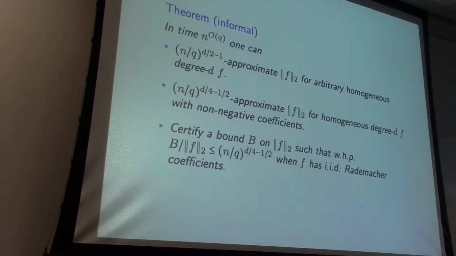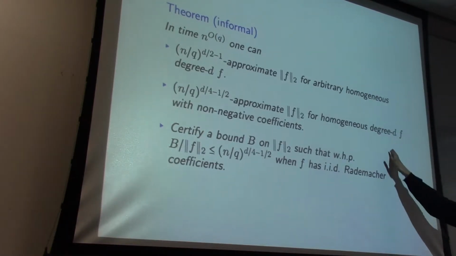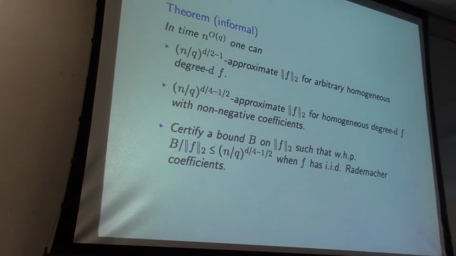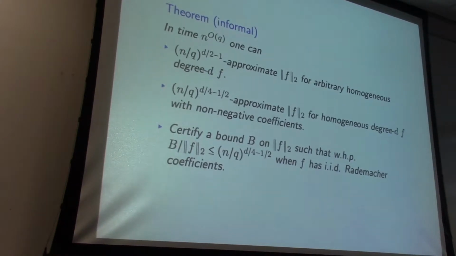So lastly, we consider random polynomials. Specifically, every coefficient is IID plus or minus 1. And then here you need to be a little careful about how you state what you get. But the point is you still get an n over q to the d over 4 minus half approximation. Note that this approximation actually matches the non-negative coefficient approximation, which is quite strange. It seems to suggest that this problem is even hard on the average case.